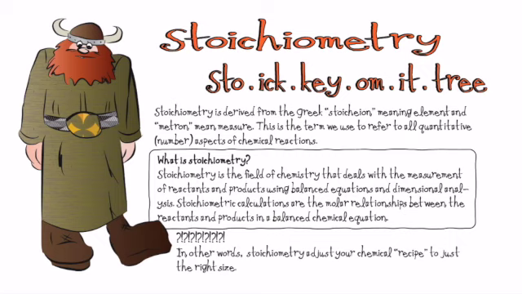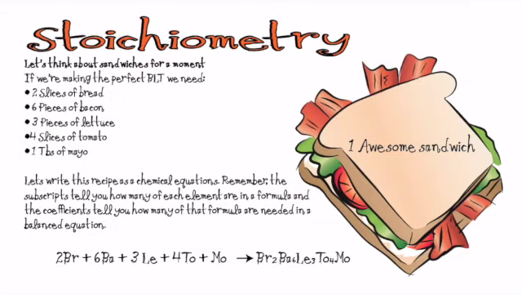Stoichiometry is derived from the Greek stoichion, meaning element, and metron, meaning measure. This is the term that we use to refer to all quantitative aspects of chemical reactions. What is stoichiometry? Stoichiometry is the field of chemistry that deals with the measurement of reactants and products using balanced equations and dimensional analysis. Stoichiometric calculations are the molar relationships between the reactants and products in a balanced equation. In other words, stoichiometry adjusts your chemical recipe to just the right size.